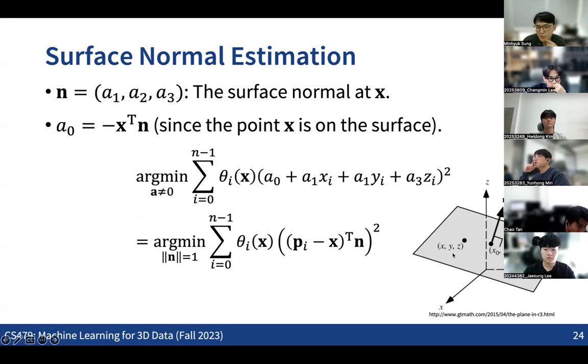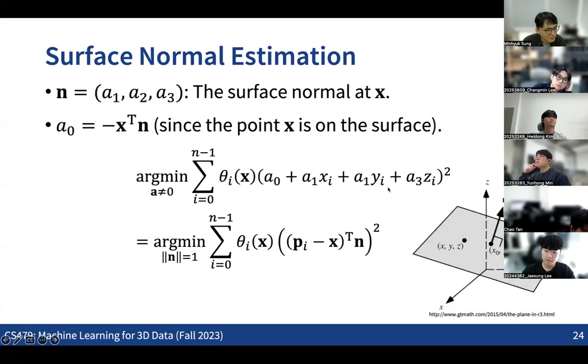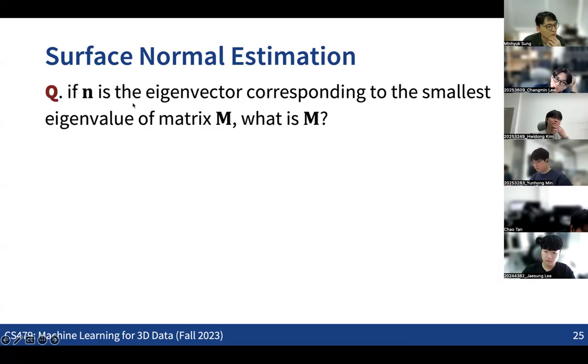Then now we know how we can find the best n here, right? Here also, the best n, minimizing this, can be found by solving the eigenvector problem, right? So can you see, given this least squares fitting problem, how we are going to define the matrix M and solve this problem by just taking the eigenvector of the matrix M? How should we define the matrix M in this case?